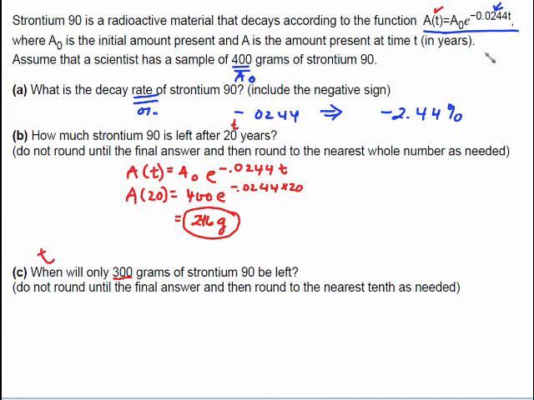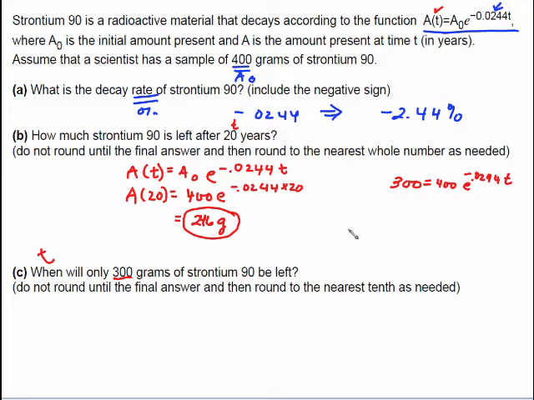So we're going to use this same function, but we're going to have different information to begin with. We want to find out when, which means we're solving for t. A of t is 300 because that's how much is left. A sub 0 is still 400. e to the negative 0.0244 t, and we need to solve this equation.